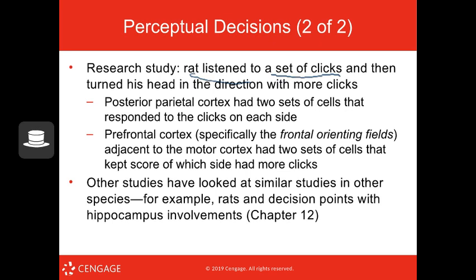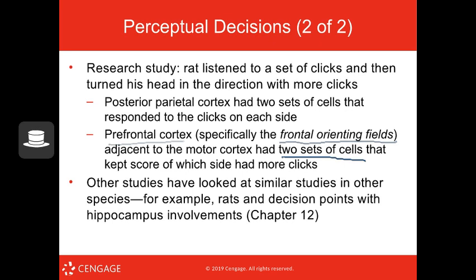So there are two parts of the brain that we are going to talk about in reference to this. One, we have the posterior parietal cortex, and it has two sets of cells that responded to the clicks on each side. And then we have the prefrontal cortex, specifically the frontal orienting fields, which are adjacent to the motor cortex, that have two sets of cells that keep score about which side had more clicks.